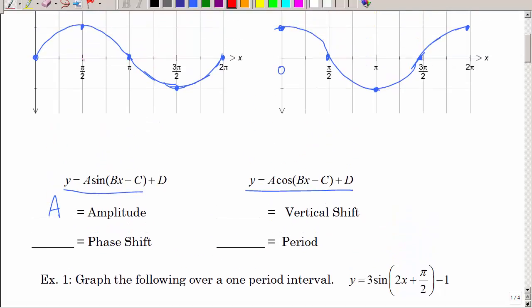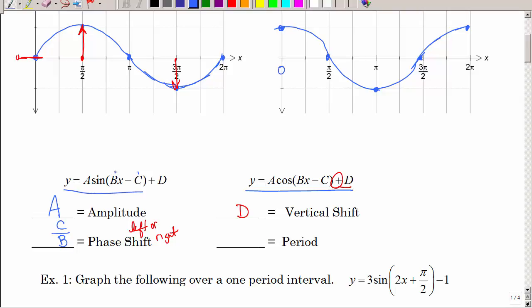And that amplitude is the distance from the horizontal axis up to the highest point or down to the lowest point. Our vertical shift, meaning when we come off of 0, could we move that up and down? That's going to be represented by the letter D. If it's plus, it's up, minus is down. Phase shift, that is left or right, moving that graph. And that is going to be determined by C over B, this number divided by that number.